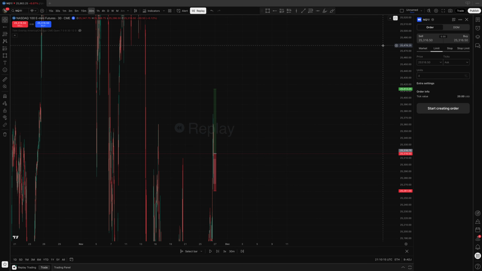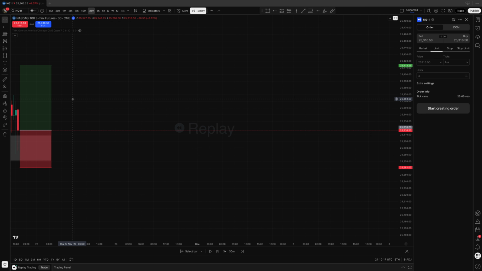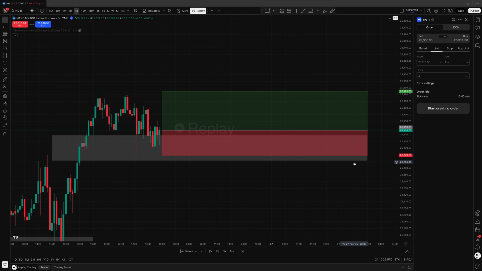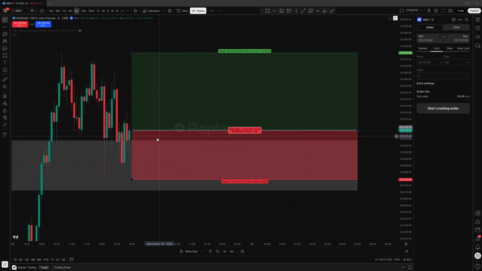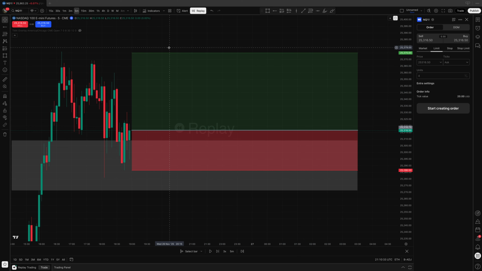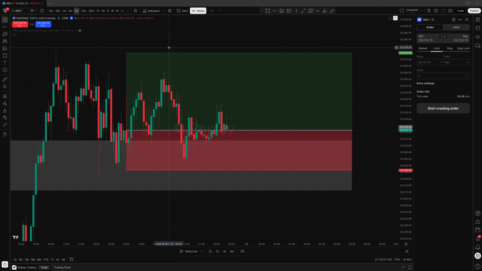Scale out to the previous highs. You don't really actually have to, but let's just say we target these previous highs. Would have gotten a better entry on a lower time frame. Okay, 1 to 2, and let's see what happens. Oops. Okay, consolidating a lot, which is not nice.